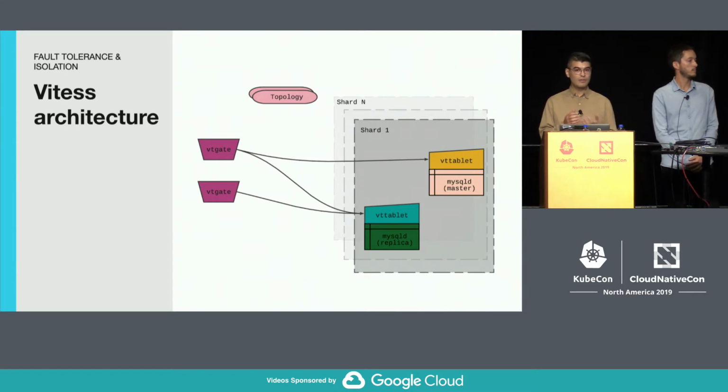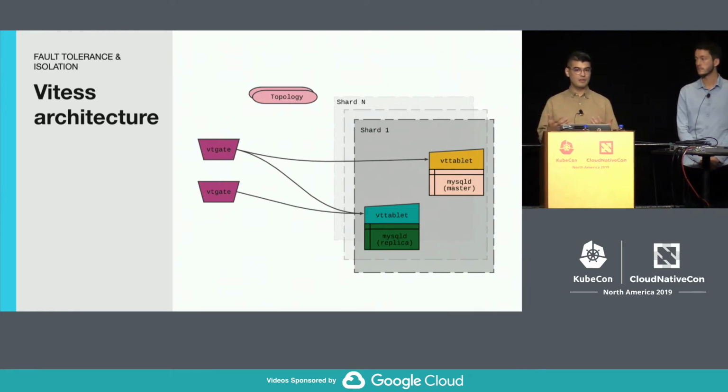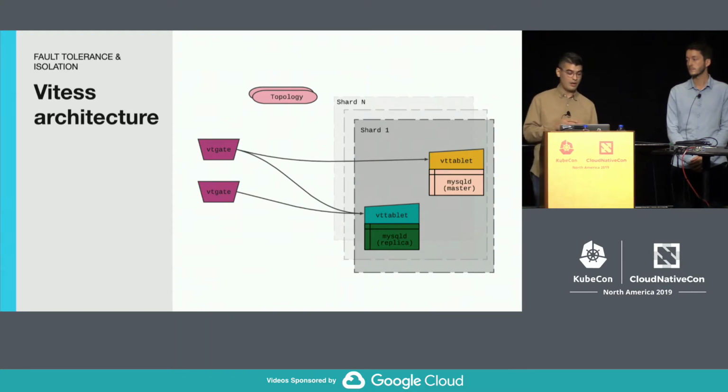And then on the right, you have VTTablets. You can think of them as a sidecar that protects MySQL from bad users in your application. VTGates talk to the shards through VTTablets. Another important thing in Vitess shards is that there is a single master for a given shard, and that replicas are first-class citizens in a Vitess deployment. So if your application can tolerate stale reads, it can specify this when it connects to a VTGate, and the VTGate can serve traffic from the replicas in your MySQL cluster.